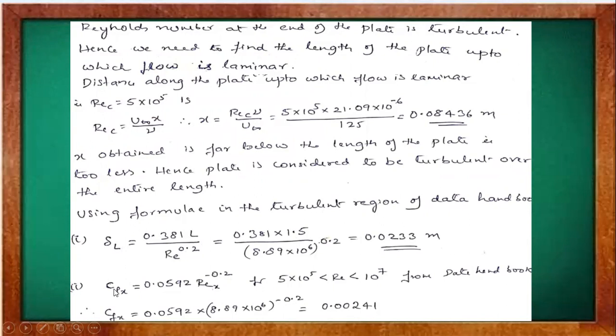Then find the CFL value. CF is the friction factor at the end of the plate, and you have two expressions. One is for the Reynolds number range of 5 into 10 power 5 to 10 power 7, and the other is for the range of 10 power 7 to 10 power 9. Since our Reynolds number in this problem is in the range of 10 power 5 to 10 power 7, we use the expression CF is equal to 0.0592 into Re power minus 0.2. Substitute, and you get the value for the friction factor.